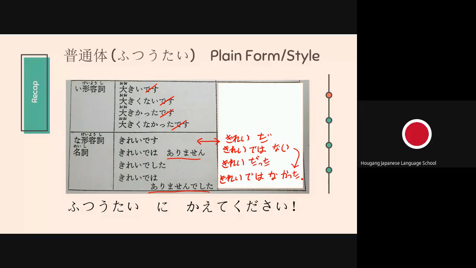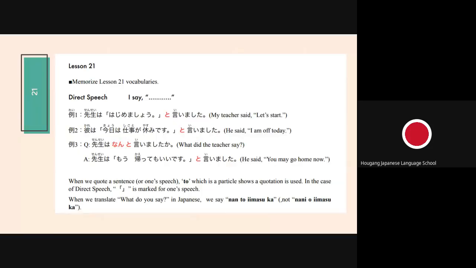Okay. So there's your plain style. And lesson 21, what did we learn last lesson? In fact, only two grammar points, I'll just summarize it. I say. Someone says also can. I say that and I think that. That's all. Okay. So say is the verb that we learned before, which is iimasu. Omoimasu is the, I think.